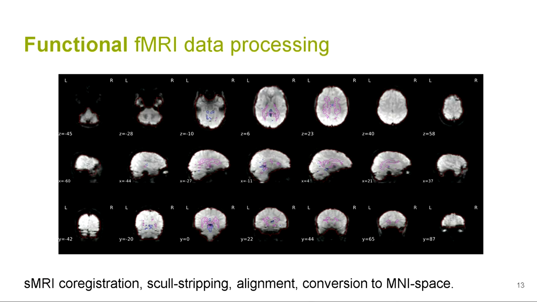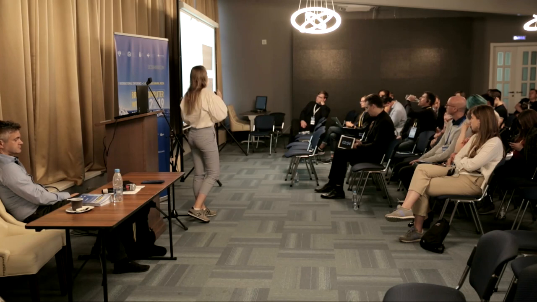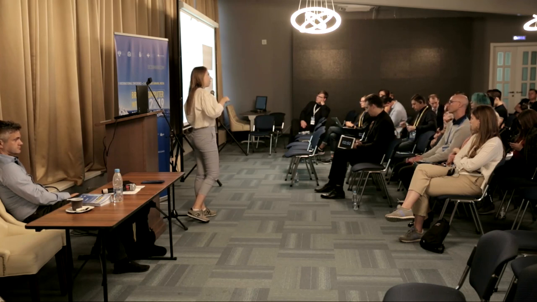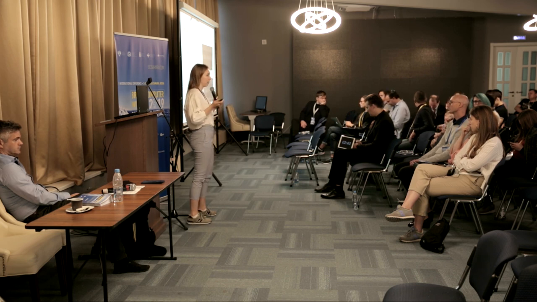Functional data. Functional data is much more tricky. In my brain, you can see it's not so nice because the resolution is worse. So fMRI data, in contrast, should undergo the pre-processing. In our lab, we're doing the ICA denoising. It's canonical and very powerful. It could be done by subject or in the group. So again, my brain's with the resting state and task-based. How can we tackle them?